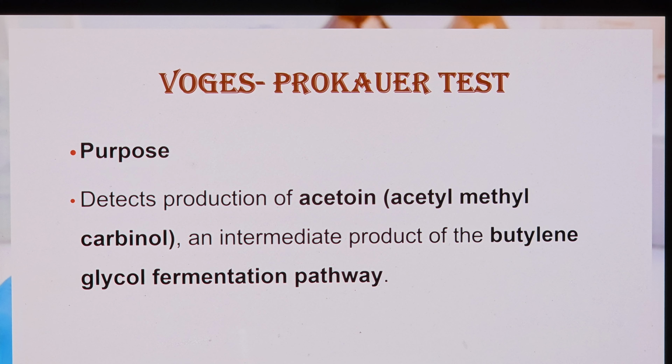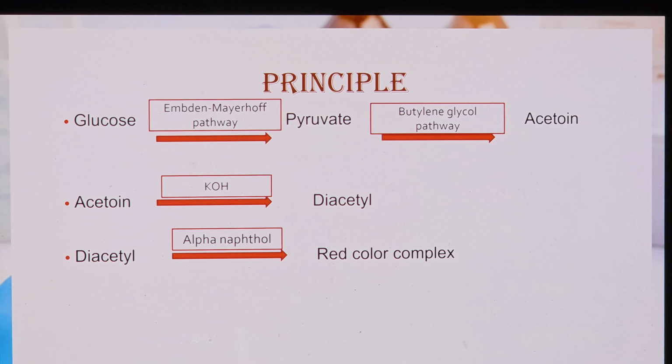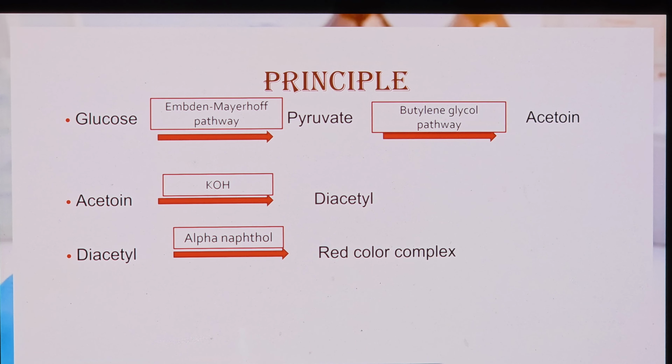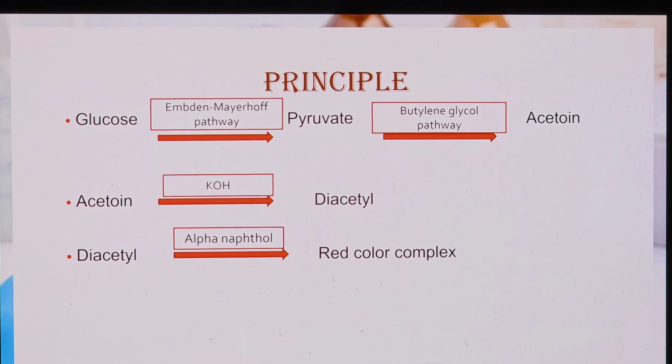Next test is the Voges-Proskauer test. Purpose: detects production of acetoin, that is acetyl methyl carbinol, an intermediate product of the butylene glycol fermentation pathway. Glucose is converted to pyruvate through the Embden-Meyerhof pathway. Then pyruvate is converted to acetoin through the butylene glycol pathway. Acetoin reacts with potassium hydroxide and forms diacetyl. Then diacetyl combines with alpha naphthol to form a red color complex.